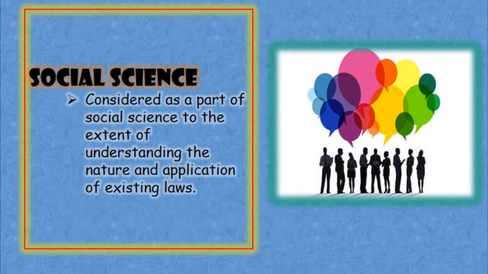So still under the nature of criminology, meron po tayo dyan yung social science. So it is considered to be, or criminology is considered to be a social science. So bakit kaya? So it says there it is considered as a part of social science to the extent of understanding the nature and application of existing laws. Okay, so nasabi nga natin kanina, crime exists in a society. So, nangyayari yan sa society.